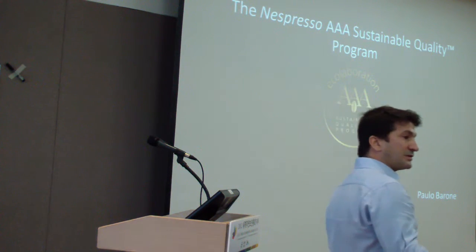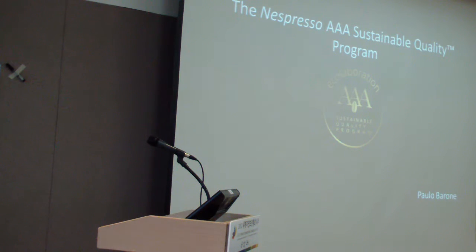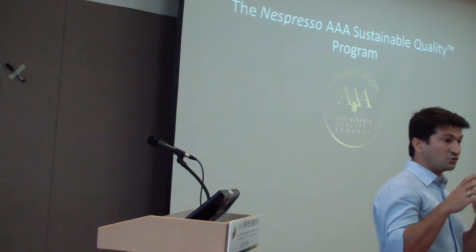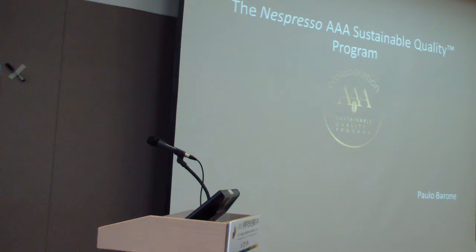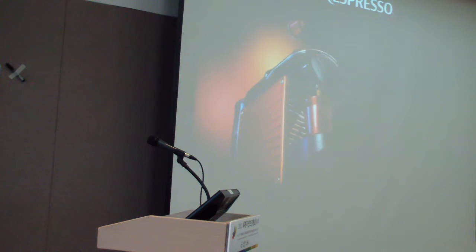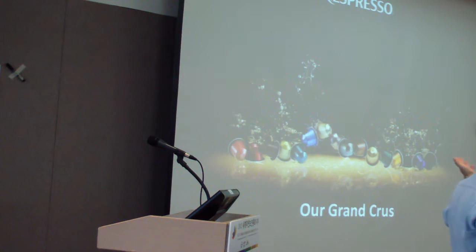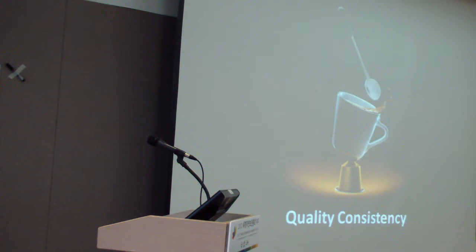Hi, I'm going to be talking to you about the AAA program, the Nespresso AAA Sustainable Quality Program, which is our coffee sourcing program that we have at Nespresso. Nespresso is a Swiss company. It belongs to the Nestle Group. And we are the reference in the portion coffee market. We participate in every level of our supply chain, from farm to the cup. But basically, what we sell are these little capsules that you're seeing here with the finest coffee that you can find, and we call them Grand Crus.